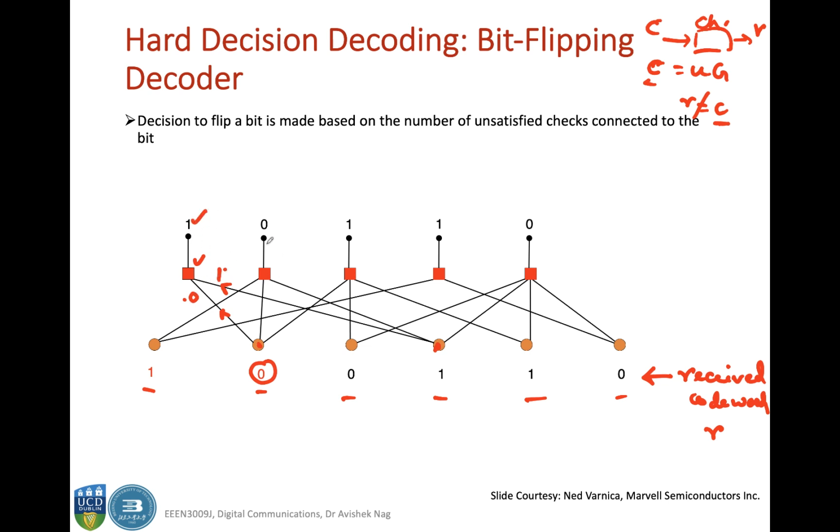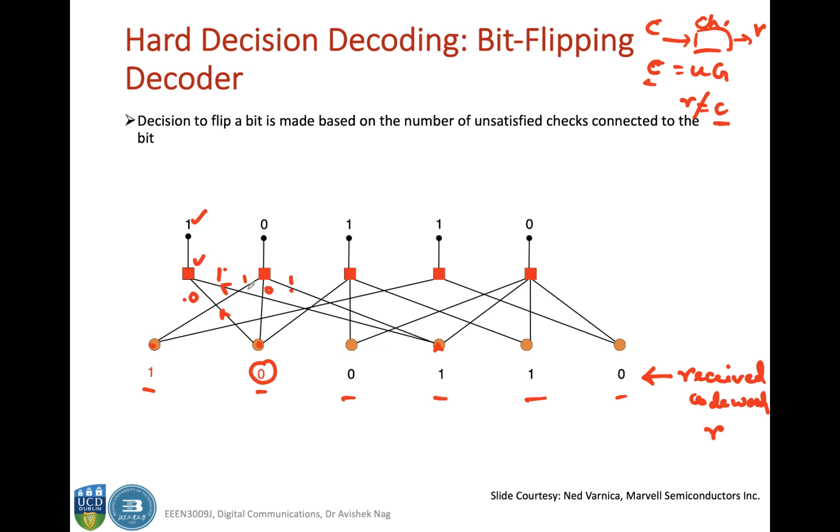Similarly, if you look into this check node, you see that there is a 1 incident from this variable node, there is a 0 incident from this variable node, and let's say there is a 1 incident from this variable node.